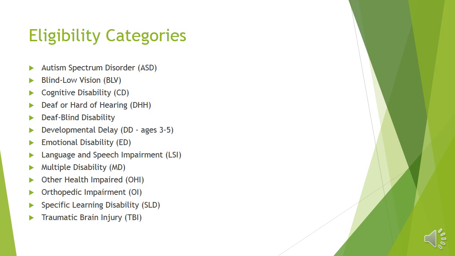Federal and state law have identified 13 eligibility categories for students with disabilities. The following slide will provide a basic summary of some of the key points of each category, how it adversely affects a student's educational performance, and some tips.